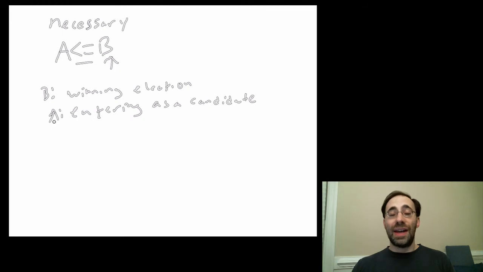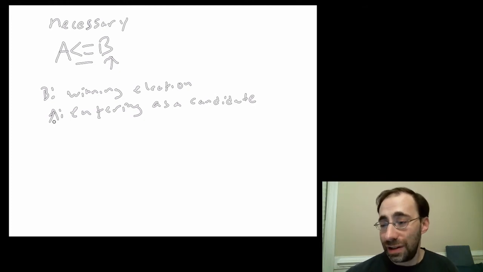No, this isn't necessarily a temporal causal chain. This is a logical chain. If I won the election, then I must have earlier entered as a candidate. It is necessary to have entered as a candidate to have won the election. That's a necessary condition. Note, though, it is not sufficient.